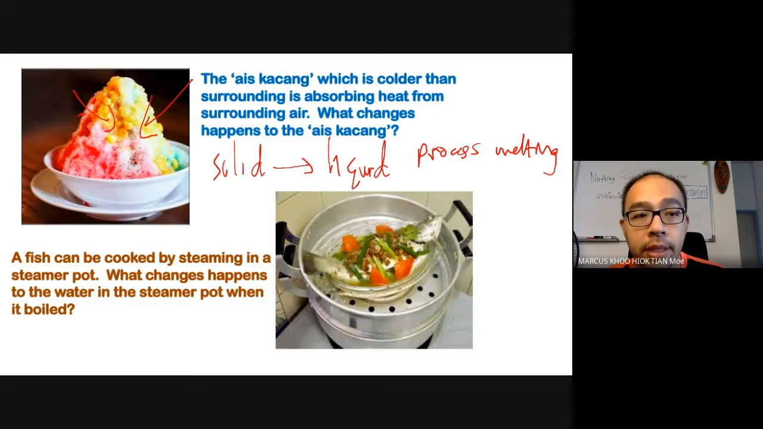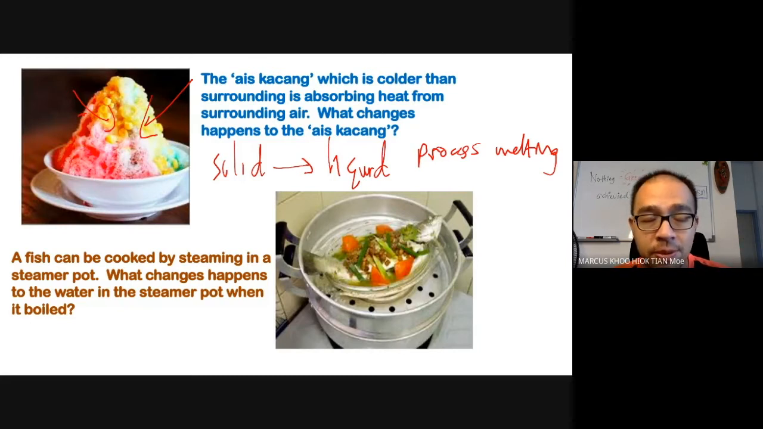Okay, same thing. A fish can be cooked by steaming in a steamer pot. One of my favorite ways to cook fish actually is by steam fish. I love steam fish. Okay, I like steam soup also. Steam soup also very nice. Okay, now what changes happen to the water? So when you steam fish, okay, fine.